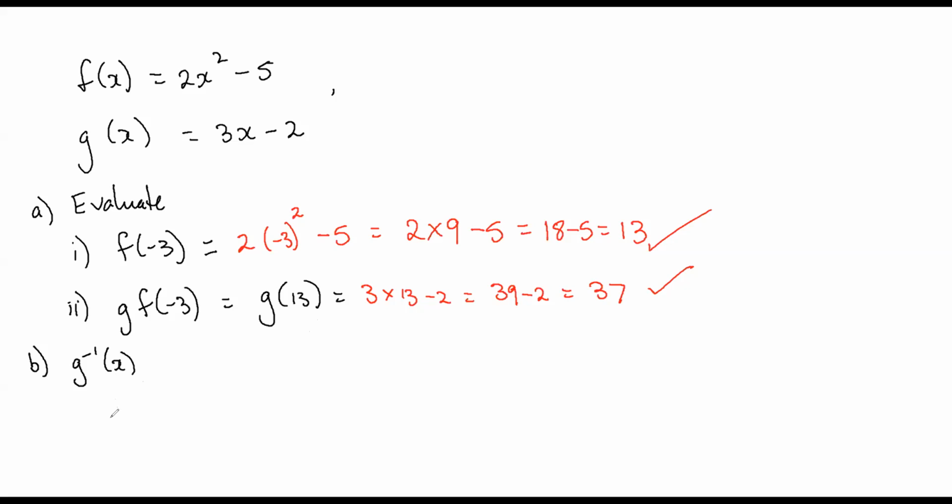So y equals 3x minus 2. Okay. So x is going to be equal to 3y minus 2. Right. Then I make y the subject of the formula, which will be x plus 2, divided by 3, all in one step, equals y. So g inverse will be x plus 2 over 3.